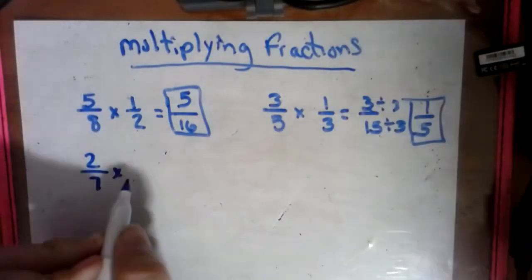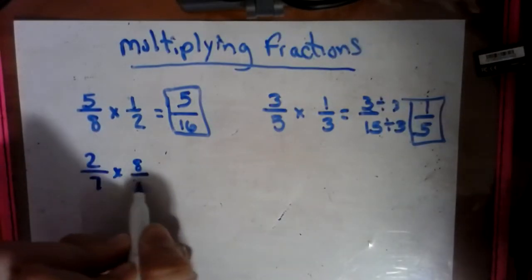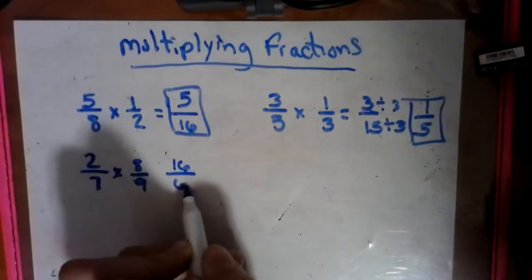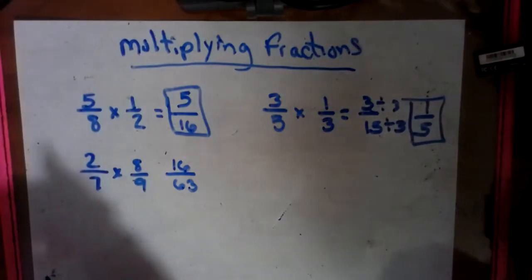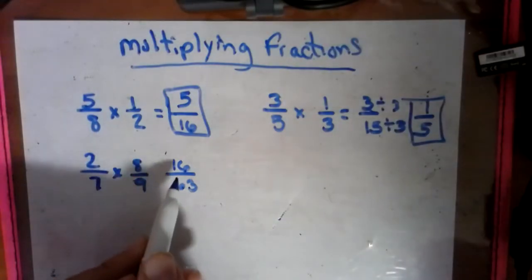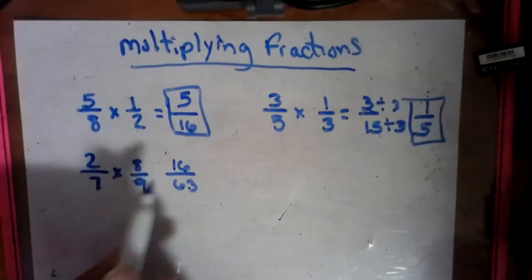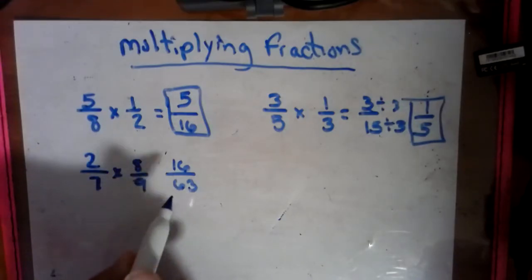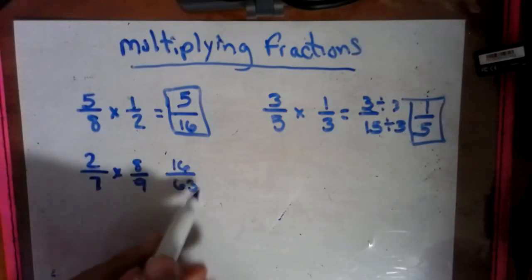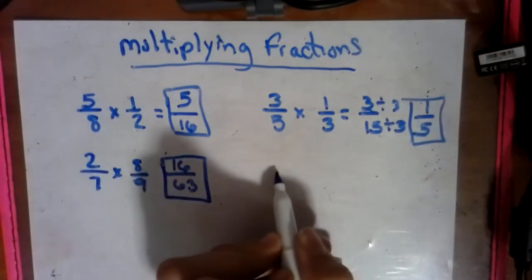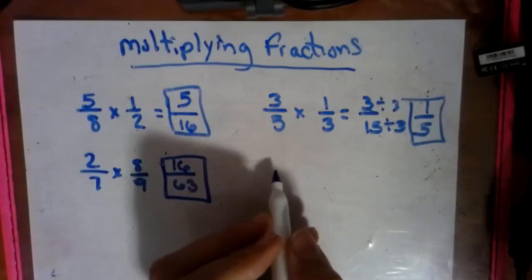2/7 times 8/9. Go straight across. We get 16/63. Okay, and we look at this. This has an 8 and a 2, and this has a 9 and a 7. Doesn't seem to have anything else, so we're going to call it close enough. And one more example this way.